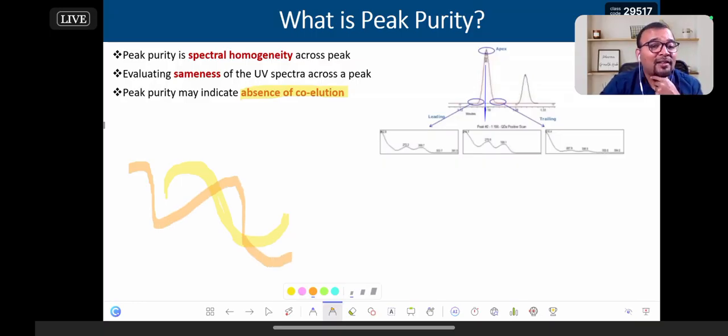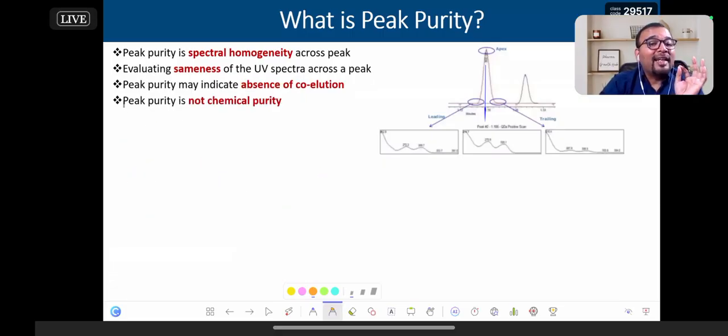Now, this is a co-elution, you can say, for some reason. And peak purity is not a chemical purity. The chemical purity is your potency assay, which is different, right? Peak purity is nothing but the spectral homogeneity or spectral purity. It is just the spectral homogeneity of the spectra across the peak of investigation. It is not a chemical purity.